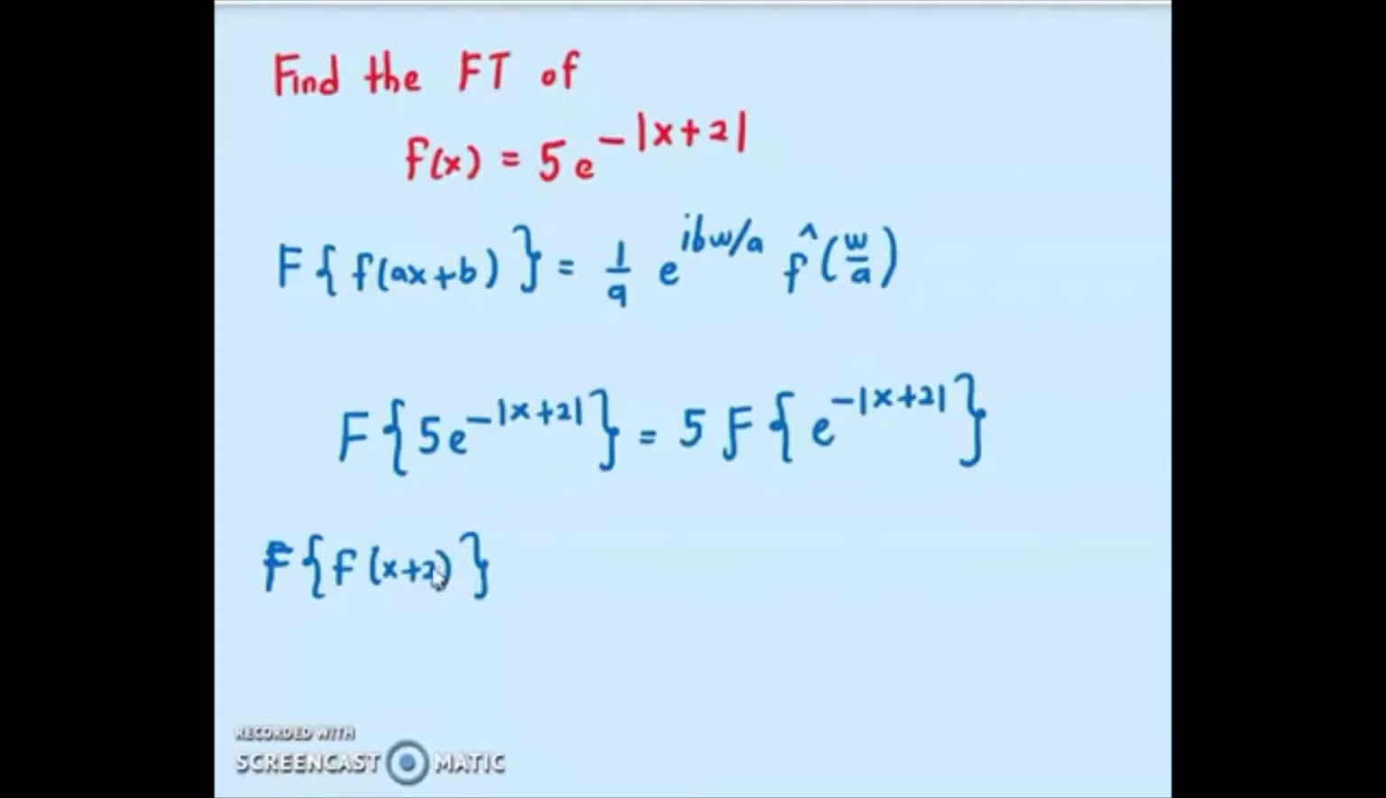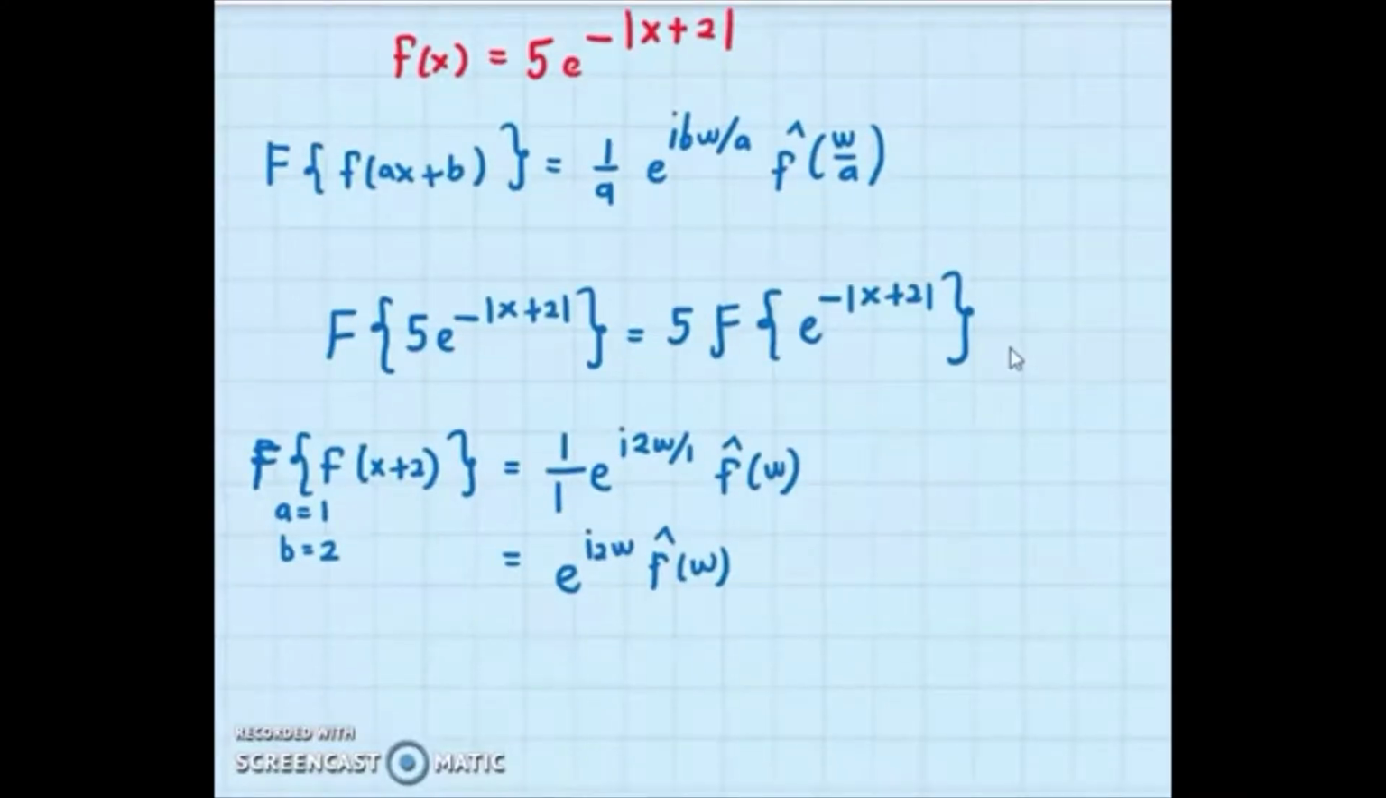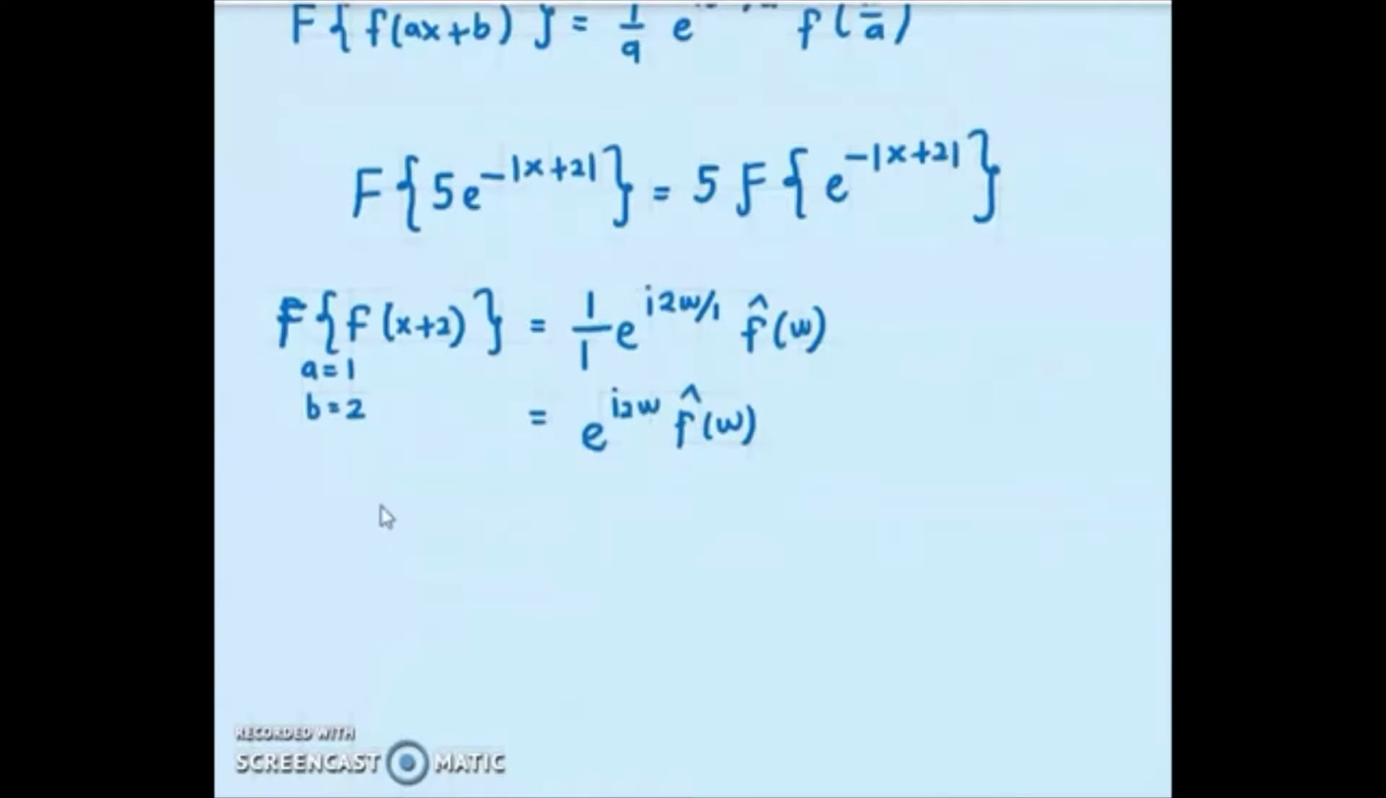Okay, so what do you have? My a is 1, my b is 2, so that will give me 1 over 1 e to the i b omega, I'm using this formula, b is 2, so I have e to the i 2 omega f hat omega. Okay, so now what is my f hat omega?